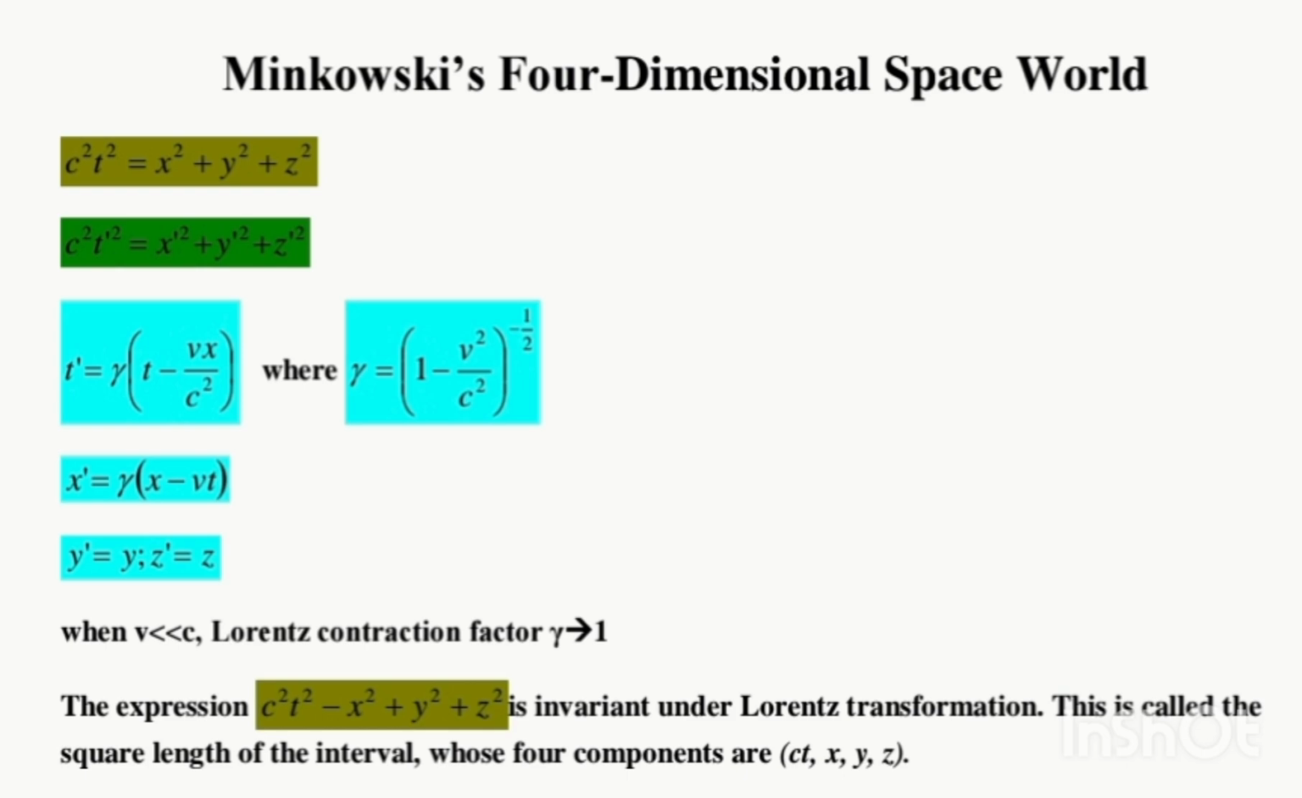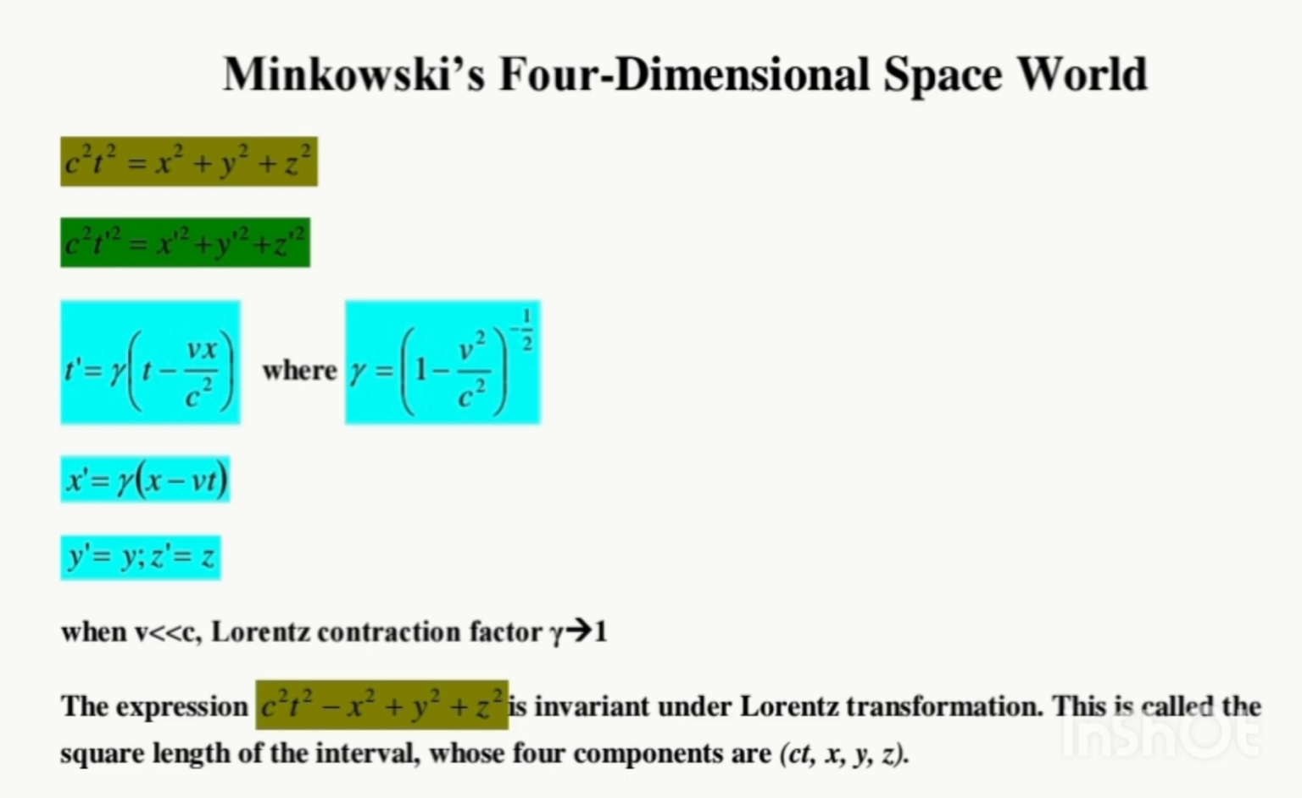At any subsequent time, the equations of the wavefront given in the two systems S and S prime are c square t square equals x square plus y square plus z square, and c square t prime square equals x prime square plus y prime square plus z prime square. These are the equations of a sphere moving out with speed c in all directions. ct, x, y, z are the time and coordinates measured by the observer in S, whereas ct prime, x prime, y prime, z prime are the time and coordinates measured by the observer in S prime.